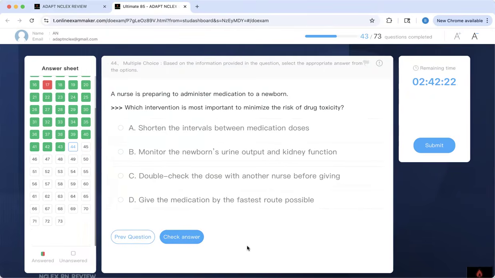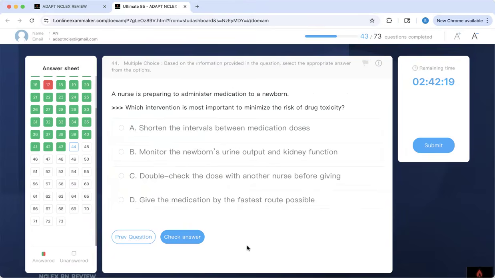A nurse is preparing to administer medication to a newborn. Which intervention is most important to minimize the risk of drug toxicity? We move to pharmacology, and pharmacology, I know you got it. This is a newborn. We're going to give you newborn medication. Which intervention is important to minimize the risk of drug toxicity? Shorten the interval between medication doses, monitor the newborn's urine and kidney function, double check the dose with another nurse before giving, give the medication by the fastest route possible. There's a concept there. Pick your answer.